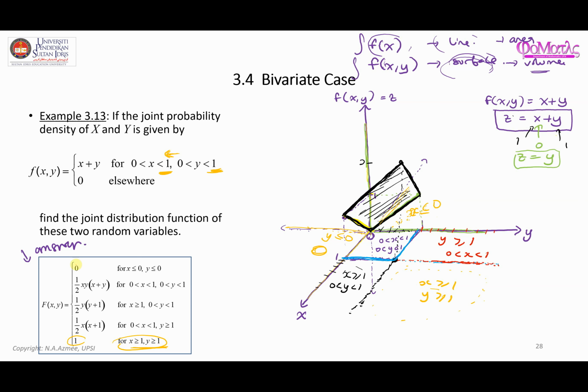So this is denoted by this part. When you have X less than or equal to 0 and Y less than or equal to 0, definitely the result is going to be 0, because it is not defined there, so it goes beyond the lowest limit. Therefore the joint distribution function for that is going to be 0. So we have established the answers to the first and last parts. Now we're going to look at the rest of it.